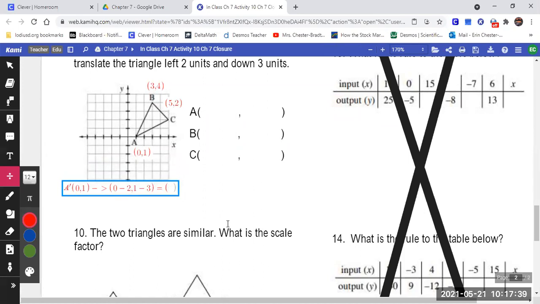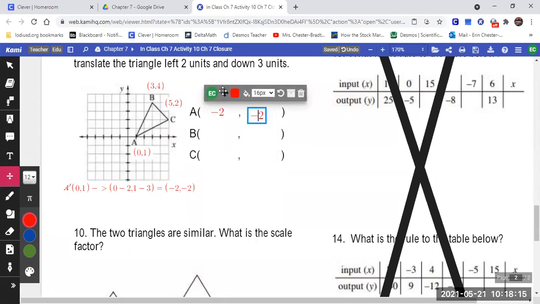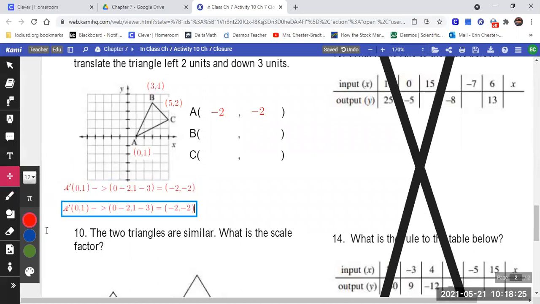0, take away 2. What would that be? 1, take away 3. What would that be? What's its new coordinate? -2, -2. Exactly. So we're going to put that here. Make it big. Now, is the process for B and C going to change? No, what's changing? It's a coordinate, right? So we're going to copy, and paste it twice, once for B and once for C, and I'm going to go fix it up.